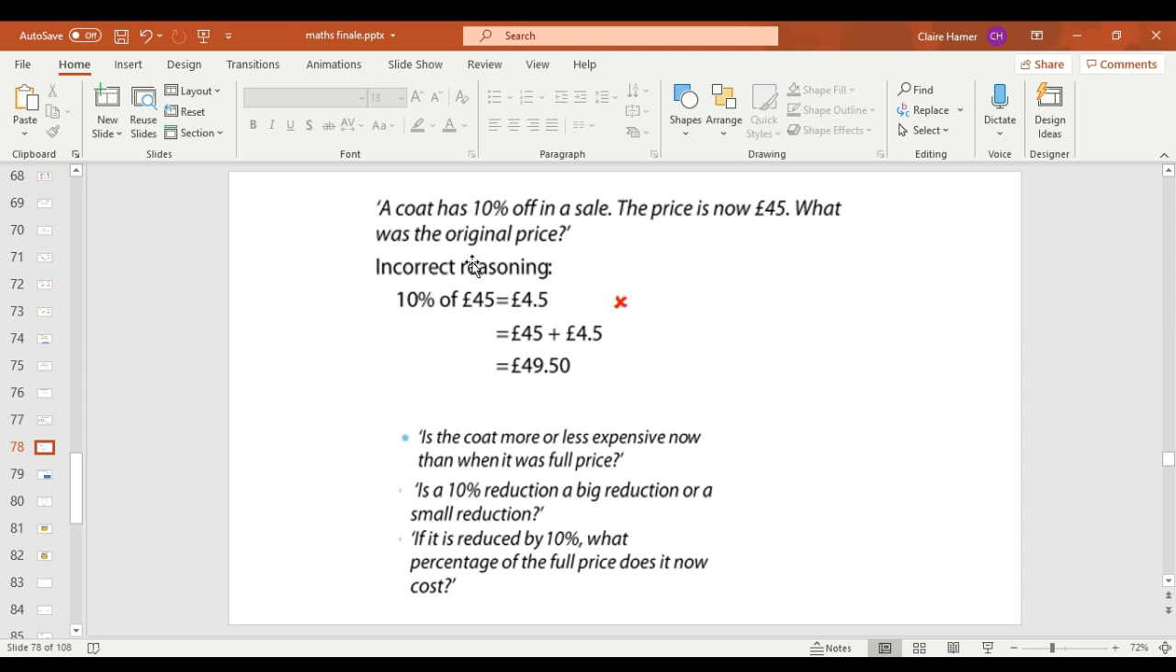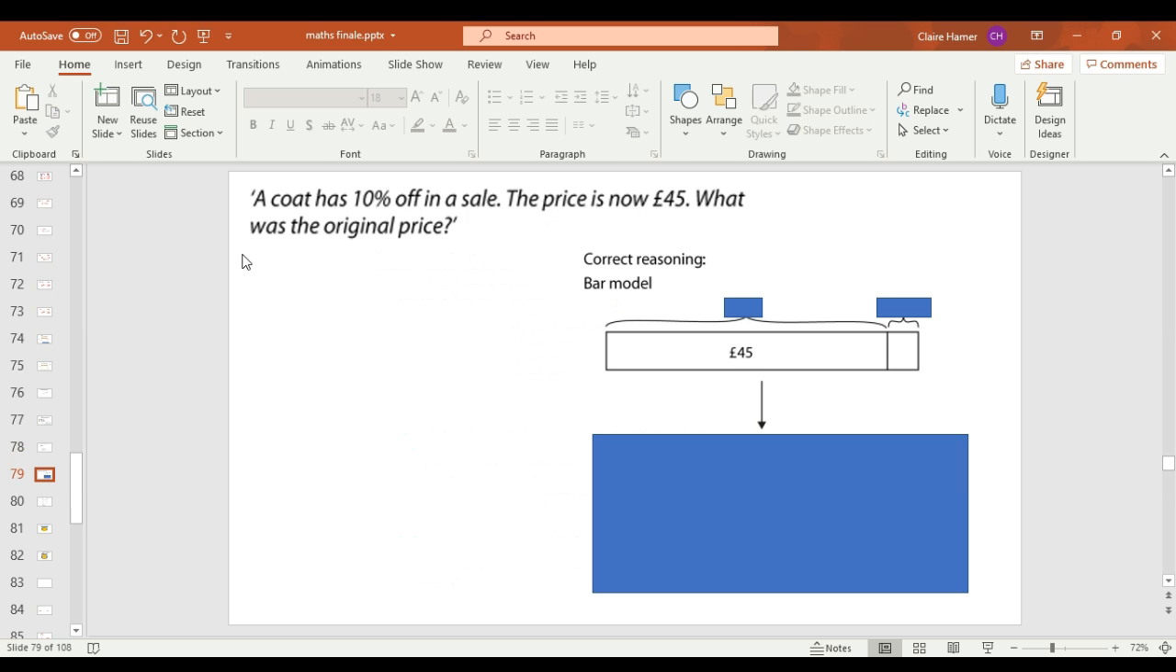So there we can see the incorrect answer. We're going to look at the correct answer now. Right, so if a coat has 10% off in the sale, 10% is a small percentage. Okay, so it's this tiny amount here. So there we can see 10%.